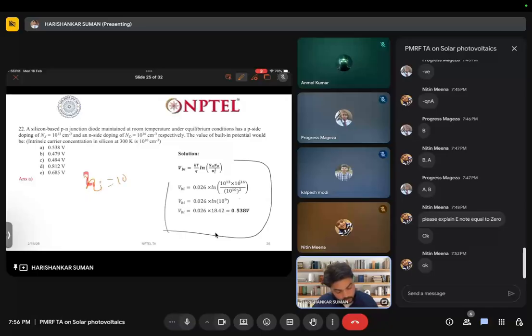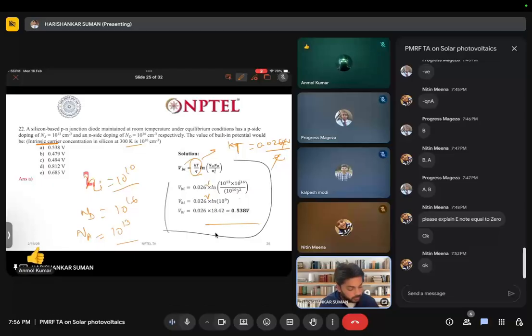Ni is the intrinsic area, 10 to the power 10. ND and Na are already given to you, 10 to the power 16 and 10 to the power 13 per centimeter cube. So please put these values in this equation. kT by q at room temperature of 300 Kelvin will be kT of 0.026 electron volt, and q is the electronic charge, e cancels out, so this is in volt only. This is a unitless quantity, and the result will be in volt.